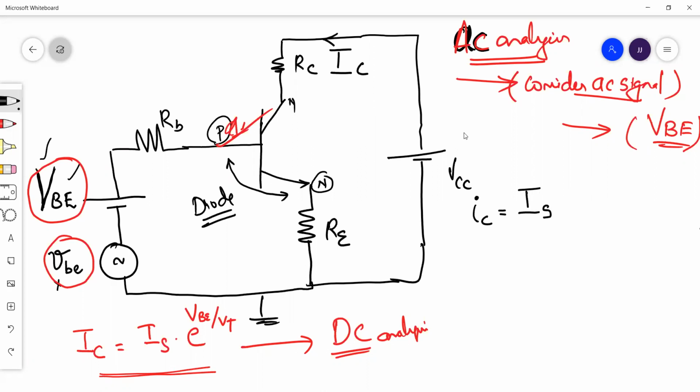Why did I give capital IS there? Can you tell me why, even though this is an AC analysis, I am not using a small letter? Here capital IS is used. Why am I using this capital notation here?